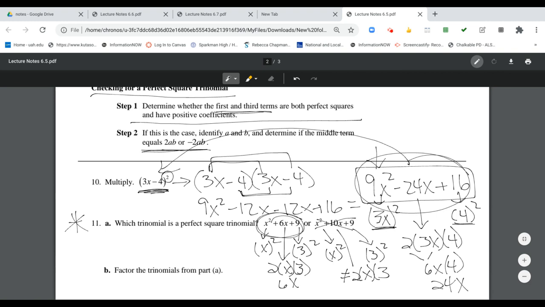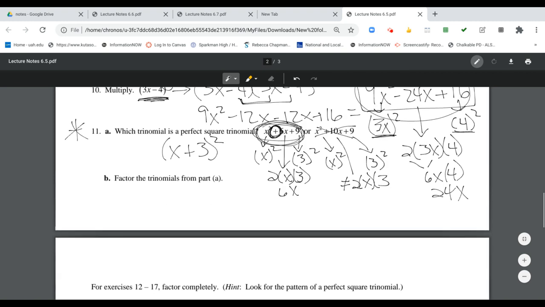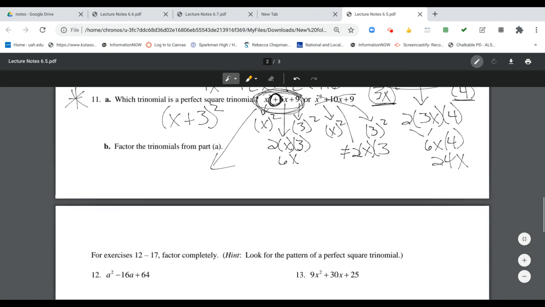Now that doesn't mean that you can't factor the x squared plus 10x plus 9. It just doesn't come into the perfect square factors. So when I factor this, I just put x plus 3 squared. I use the plus sign because that middle term is positive. If that middle term b was negative, then it would have been x minus 3 squared. Okay, so we just factored that first part.